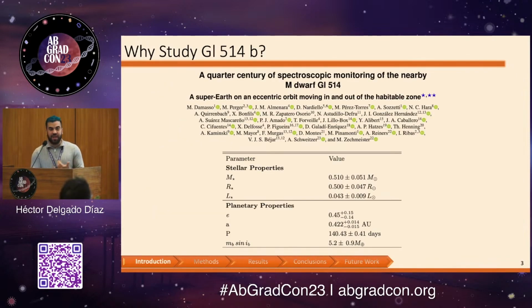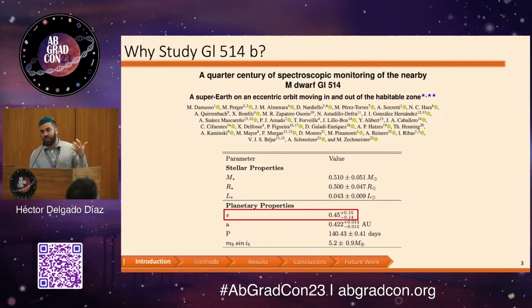So why study this planet? In 2022, Mario Damaso and his collaborators discovered GL514b. What's particular about it is that it has a high eccentricity. Eccentricity is how circular the orbit is, and when it's a high eccentricity, that means the orbit is kind of an oval shape. Usually when we study exoplanets, we look for planets that are within the habitable zone. And this planet, because it's very oval shaped, kind of falls in and out of the habitable zone. So that makes it a particular object to study.